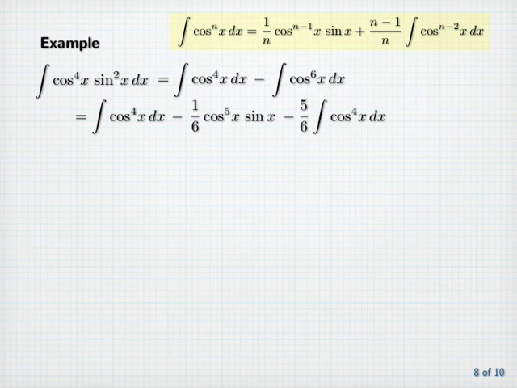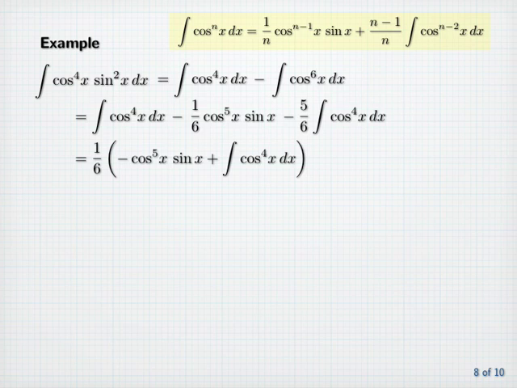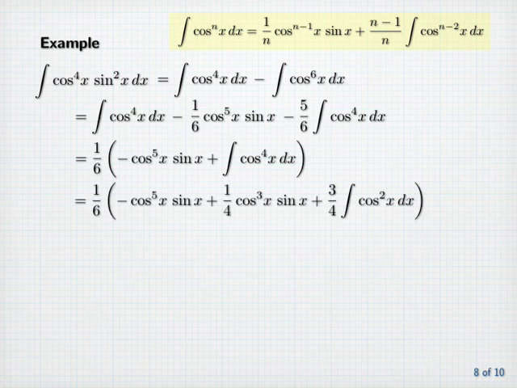Each one is an integral of the 4th power of cosine, so we have 1 minus 5/6 or 1/6 of the integral of cosine to the 4th x dx. And now we apply our formula to that integral. With n equals 4, we have 1/4 of cosine cubed x times sine x plus 3 over 4 times the integral of cosine squared x dx.